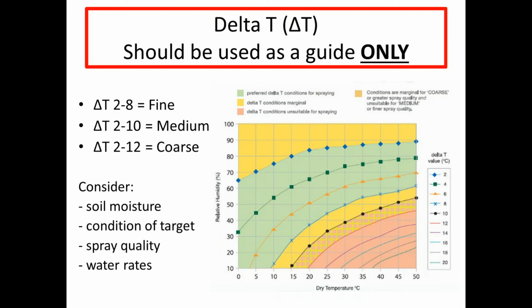And most people will know when the weeds have shut down, and obviously there's no point in wasting product and spraying weeds that have shut down and completely stressed out. So really assess the health of the target rather than just relying on delta T. It's certainly to be used as a guide, but it is not the Bible that some areas treat it as.